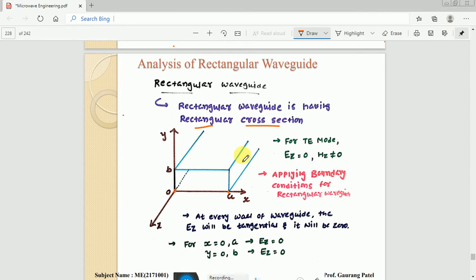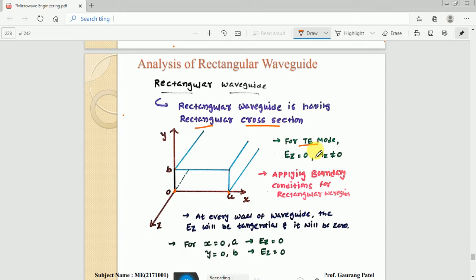Now we are going to analyze this rectangular waveguide by considering first the TE mode, then we will analyze using the TM mode. We are not going to analyze this waveguide using the TEM mode because the waveguide does not support propagation of the TEM mode. So we will only consider TE and TM modes.